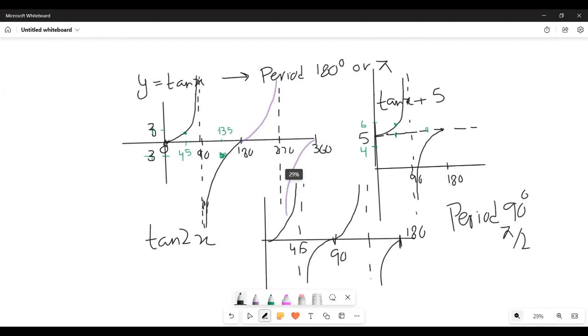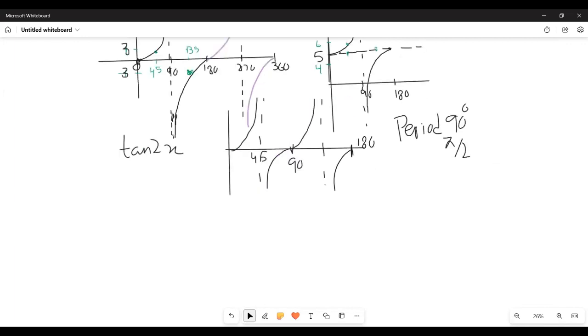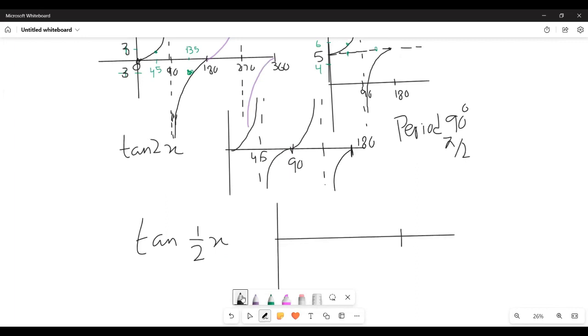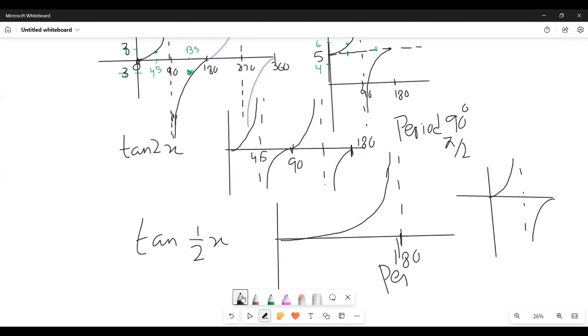Similarly, let's plot tan half x. For this one, half a cycle is completed between 0 to 180 degrees. So one complete cycle of tan looks like this. So half would look like this. So the asymptote would be at 180 degrees. This is half the cycle. So half cycle is being completed at 180 degrees. That means the full cycle gets completed at 360 degrees. So the period is 360 degrees.